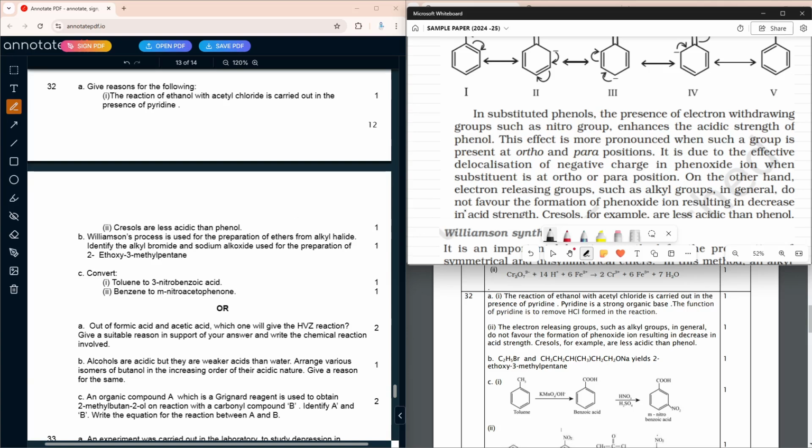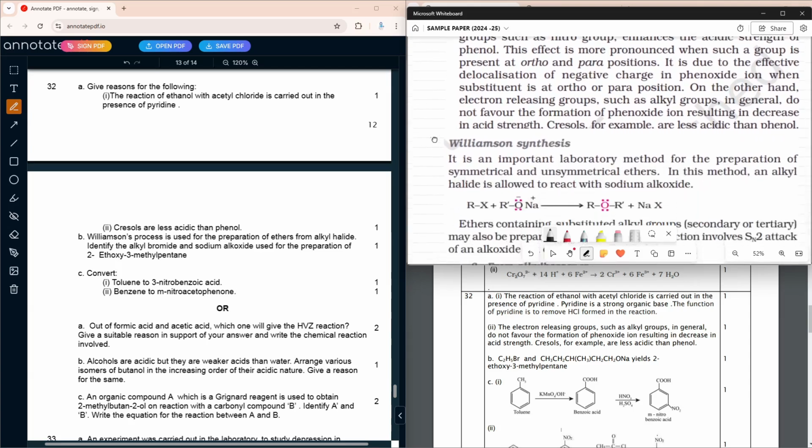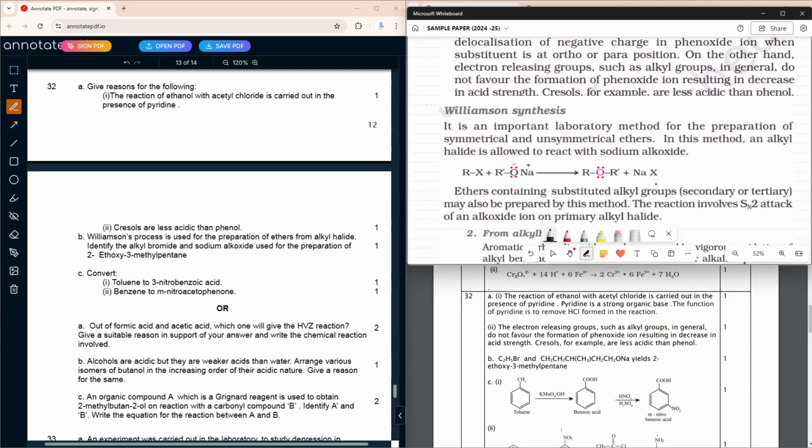Okay, and this is under the concept of acidity of phenols. The next question is, Williamson's process is used for the preparation of ethers, to form ethers from alkyl halides. Identify the alkyl bromide and sodium alkoxide used for the preparation of 2-ethoxy 3-methyl pentane. Now, the Williamson synthesis is the preparation of ethers, and this is the reaction. Basically, it will prefer the primary alkyl halide.